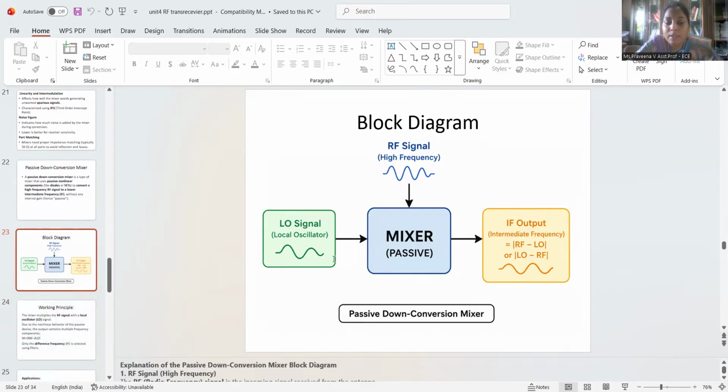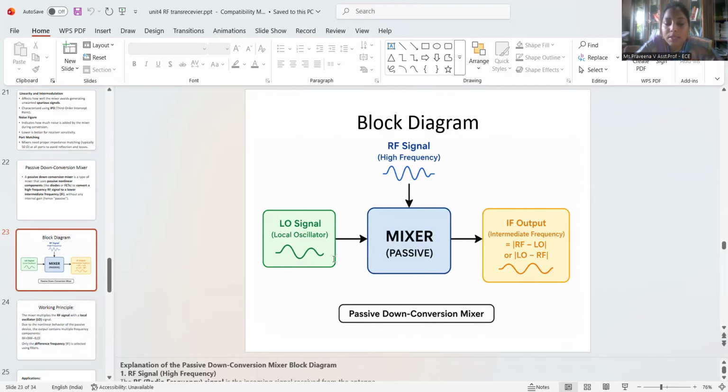The RF signal is the incoming signal that is received from the antenna, and it contains the information that we need to process. Then the local oscillator, that is the LO signal. It will generate a stable frequency inside the receiver. The local oscillator is used to shift the RF signal to a lower frequency. Then the mixer. What is the use of the mixer?